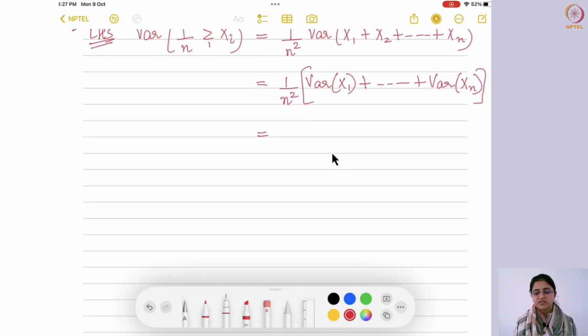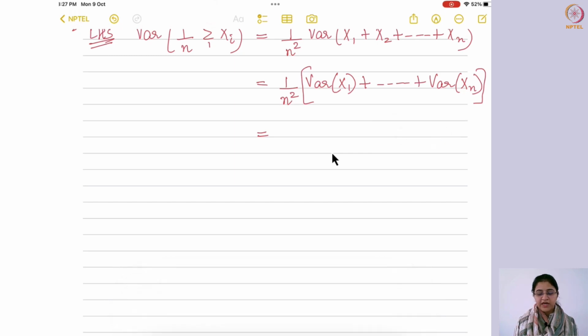Each of these variances is sigma square. So you will have n times sigma square because you have n such terms. So 1 over n square into n sigma square. So this would basically mean that it is sigma square by n, which is your right hand side.